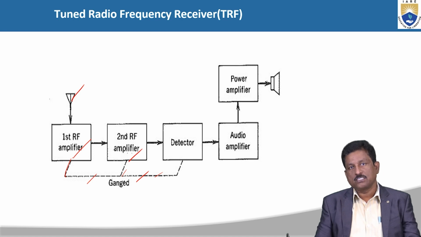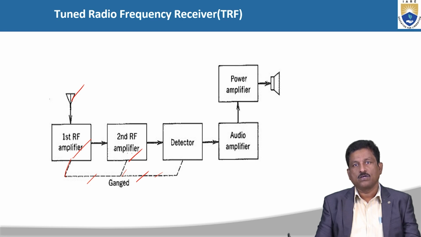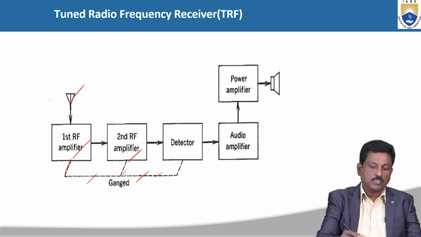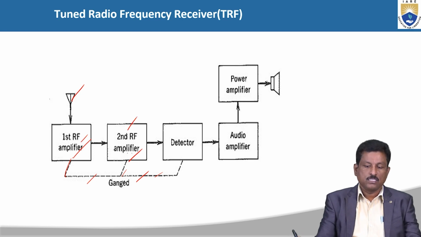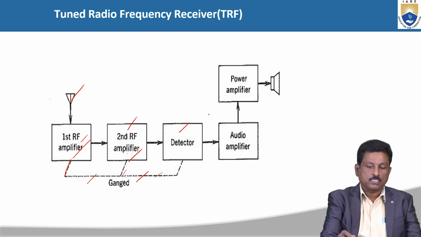Once the selection is over, the received signal is obtained at the desired frequency. Then, to increase the strength of the received RF signal, we have to arrange one or two radio frequency amplifiers, which can increase the strength of this received signal. Once the amplification is over in the first and second stages, then you can go for the detector.